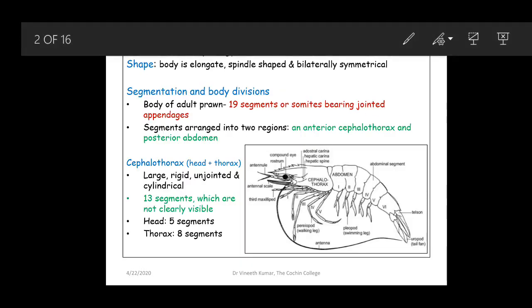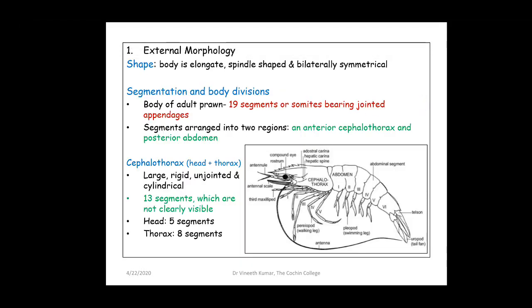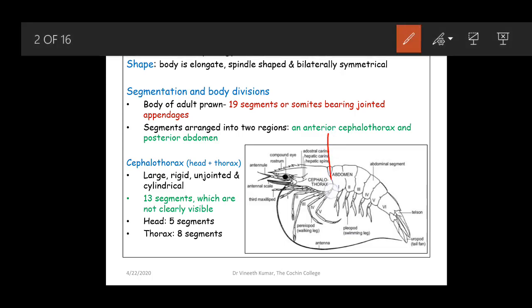Coming to the external morphology, the shape of the body is more or less elongate or spindle shaped, which provides low resistance to swimming, and it is bilaterally symmetrical. Coming to segmentation and body divisions, in Penaeus the body is divided into 19 segments or somites bearing jointed appendages. The segments are arranged in 2 regions. The front region is called the cephalothorax, and the posterior region is called the abdomen.